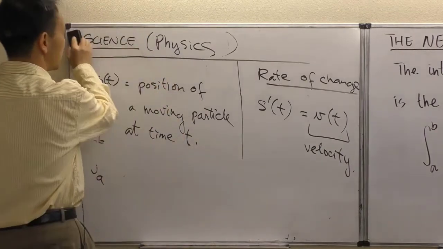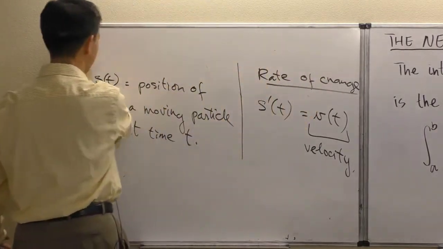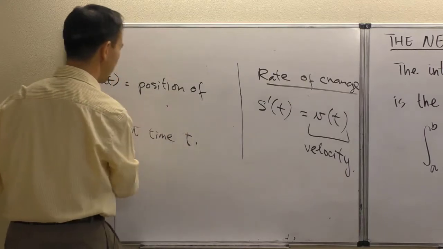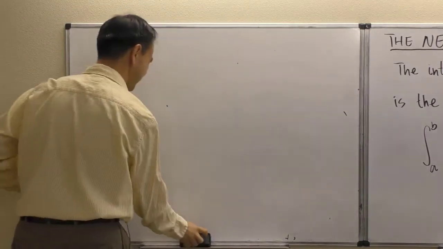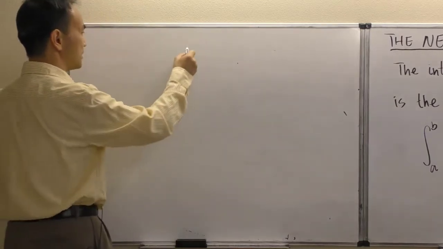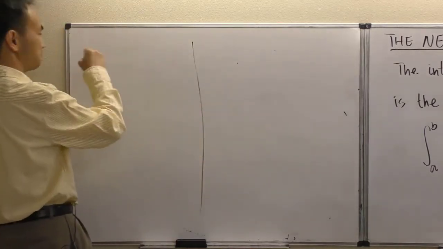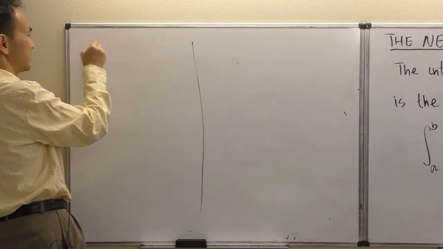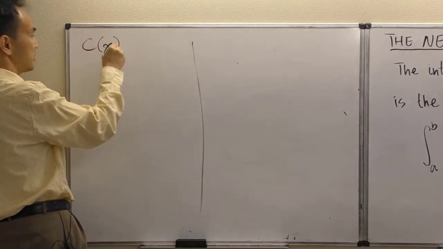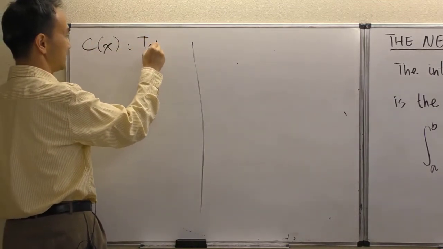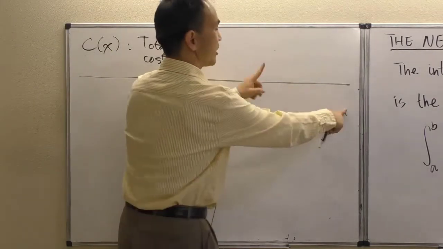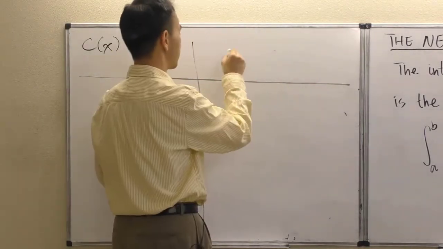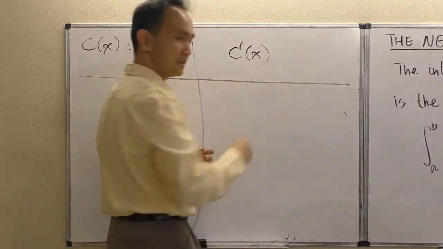So now let me make a quick brief summary of some of those functions I discussed on this left board here. Cost, as a function of units. This is total cost for the business people. The corresponding rate of change version is C prime.